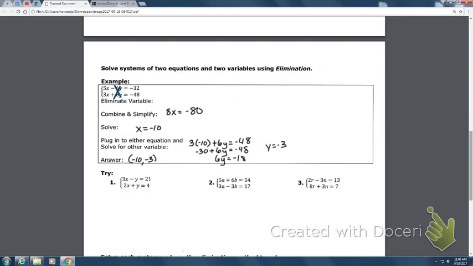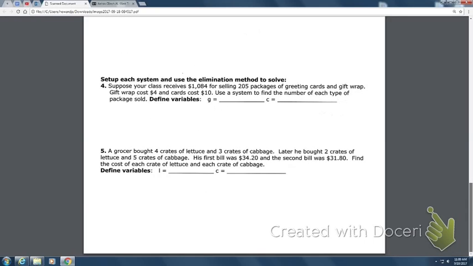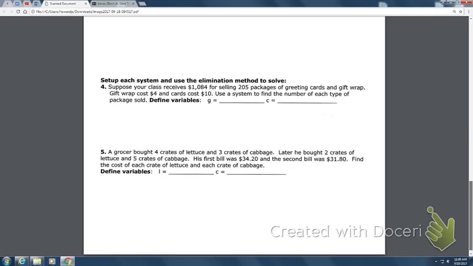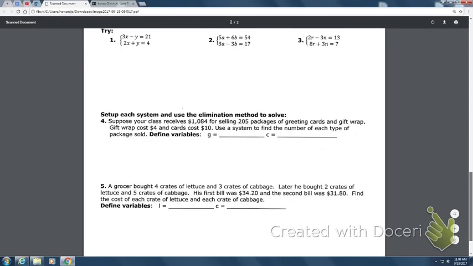Any questions on this process? Yes, ma'am. What did you get, negative 10? Divided negative 80 by 8, and that gives me negative 10. If there are any other questions on the process there. If not, I want you to go down and attempt number 1 and number 3. We will talk about number 2.